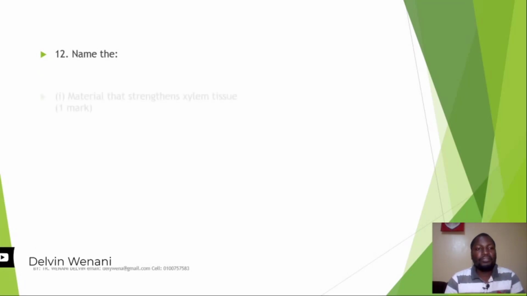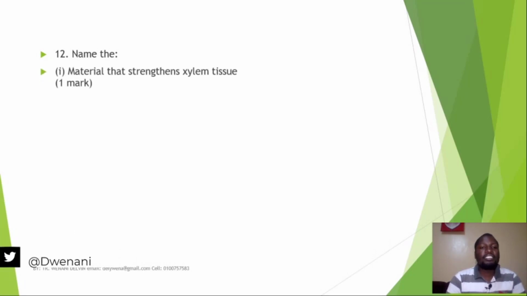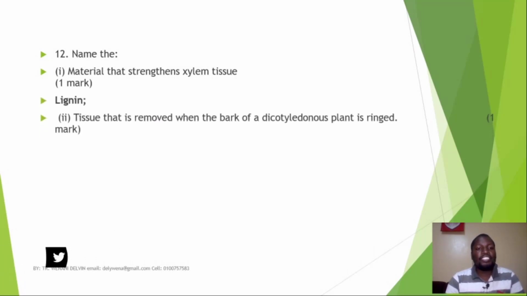I want you to name the following: the material that strengthens xylem tissue. We all know it. That material is lignin. Then the tissue that is removed when the bark of a dicotyledonous plant is ringed. That one is the phloem tissue.